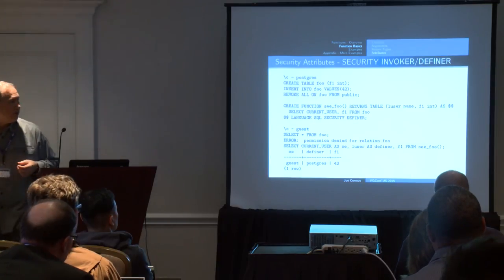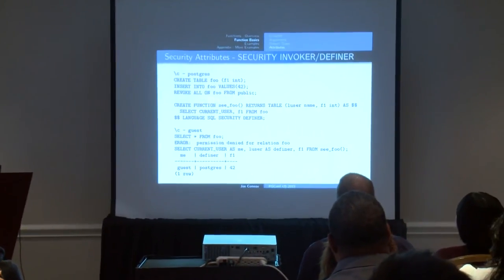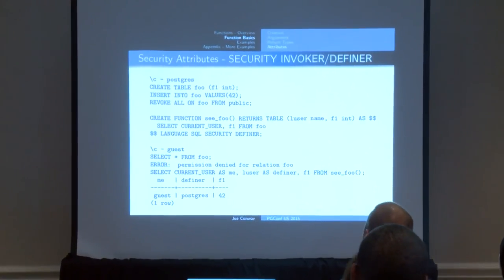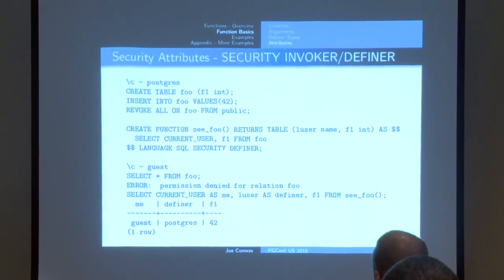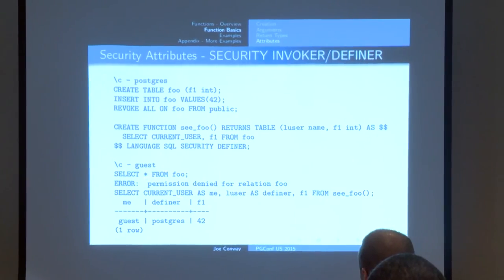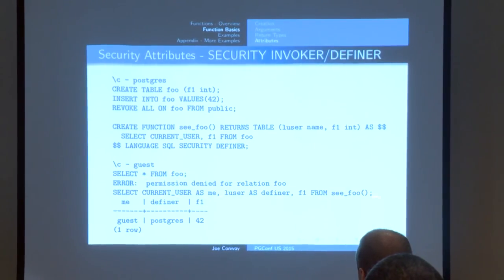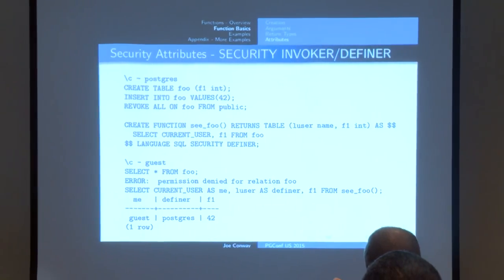And here's an example of that, where basically I've got this table. I don't want to give the user direct access to the table, but I create this function that's going to return some data from the table. I can set it as security definer, create that as Postgres, and then the user guest can't select from foo, but he can select from this function, and you can see some data that I allow him to see.